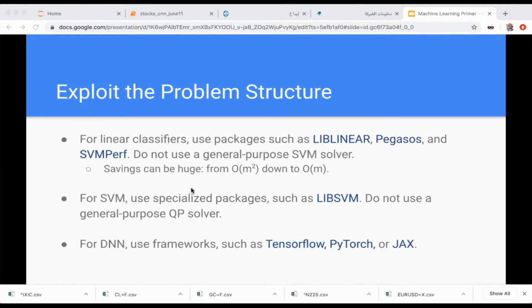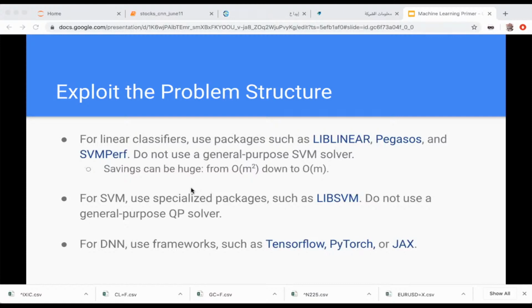And the fifth point I want to mention is you should always exploit the structure of the problem. For example, if you want to have a linear classifier, you should use packages that are specifically written for linear methods, like liblinear, Pegasos, and SVM-perf. Do not use a general purpose support vector machine solver. The savings can be quite significant. They can reduce the complexity from quadratic complexity to linear complexity. So this is very important. You should always take this into account.